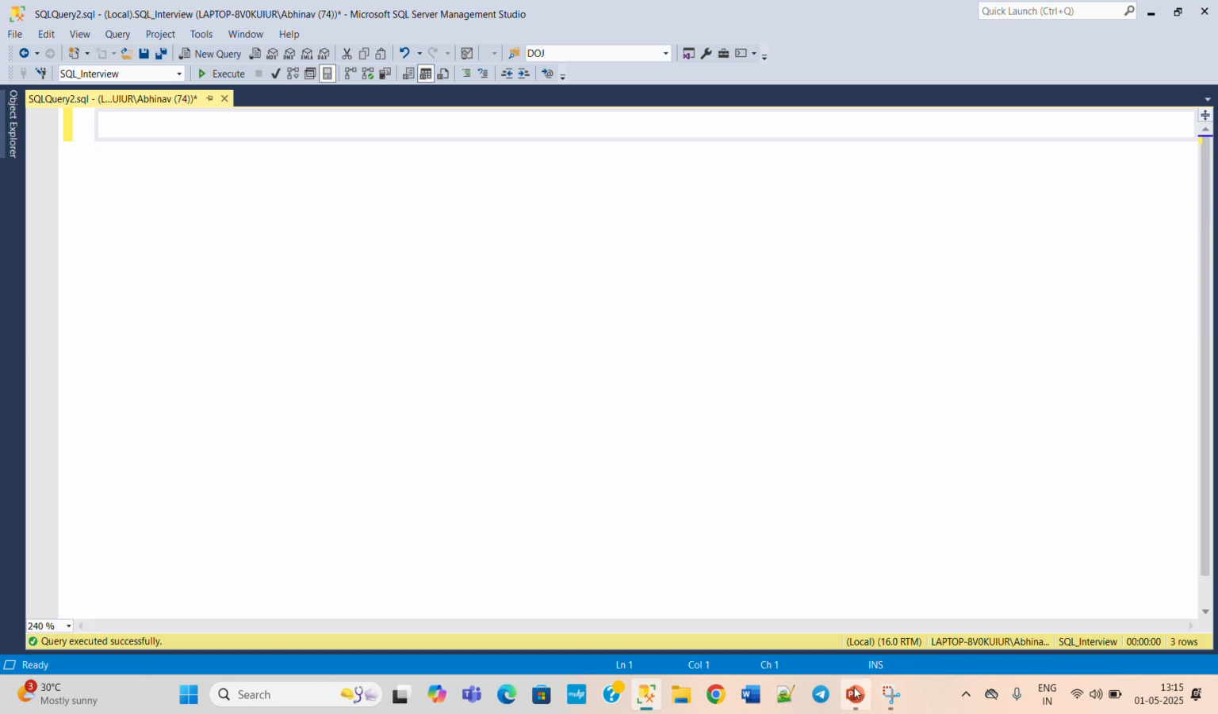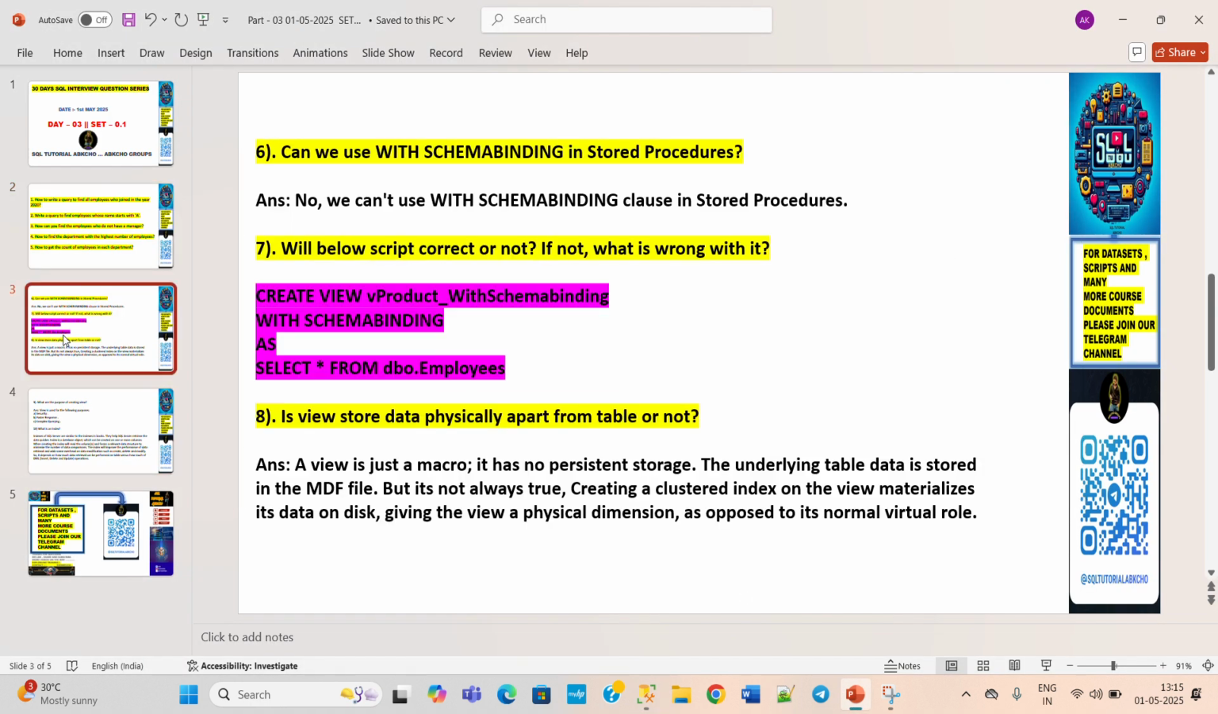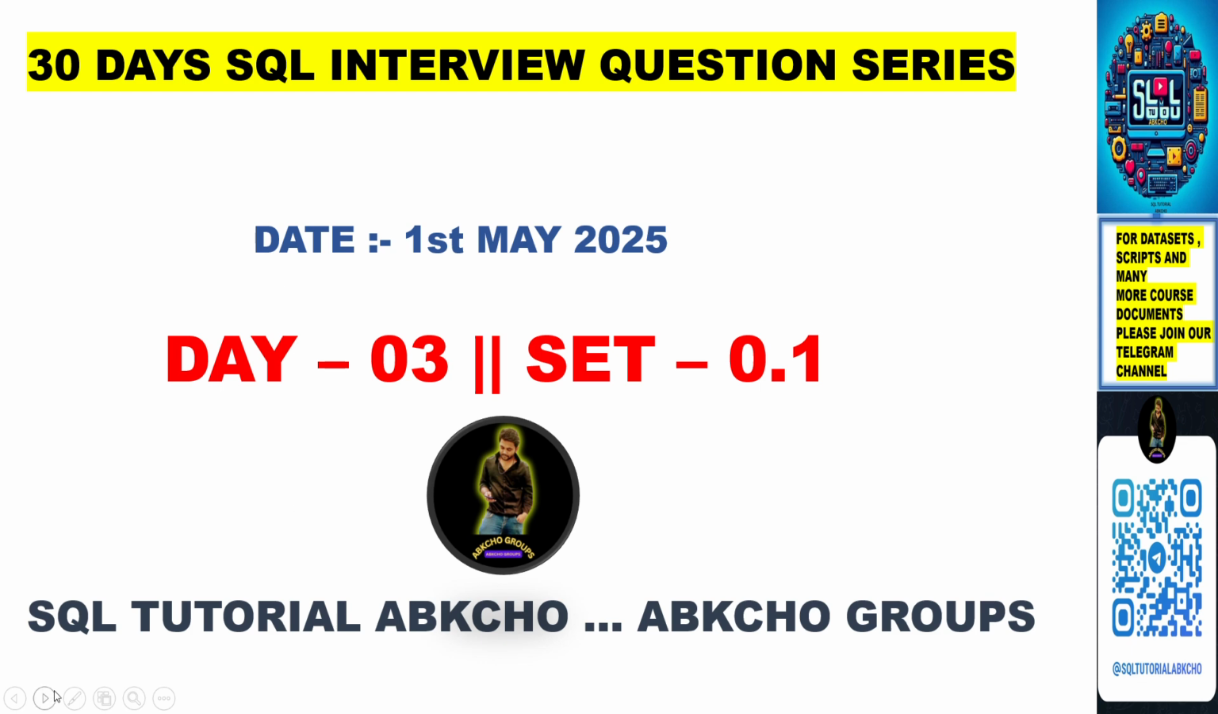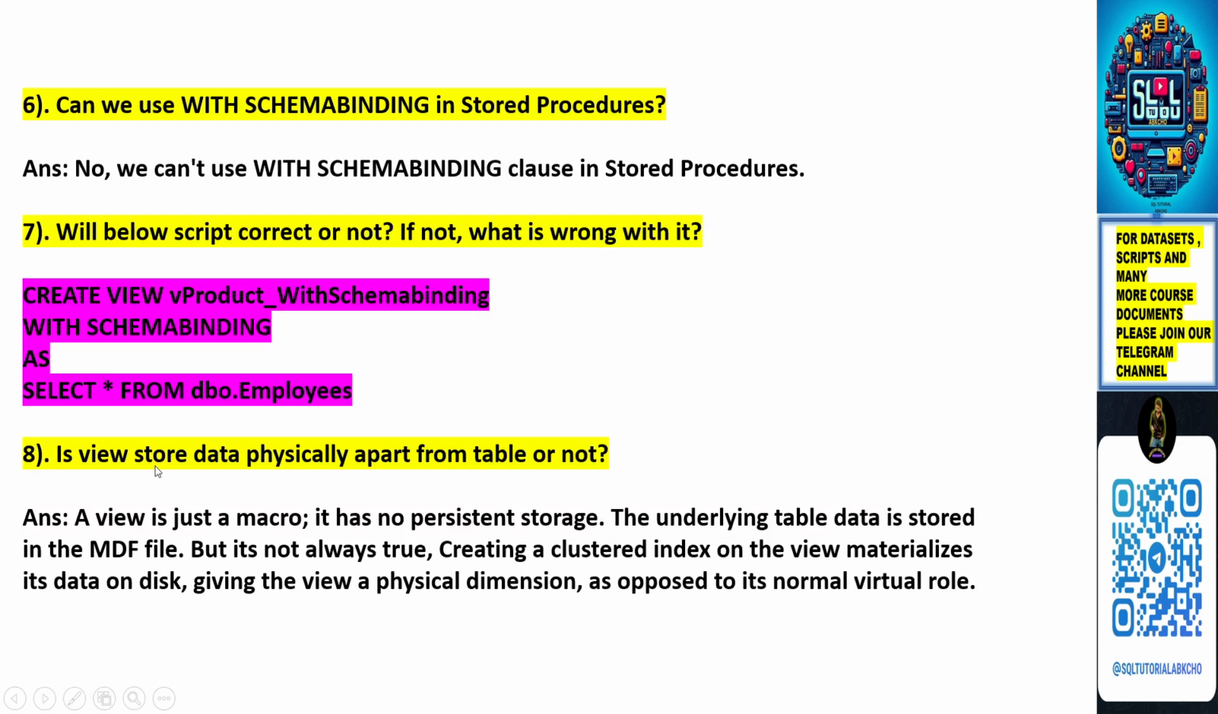Okay, so next we are going to start the theory-based questions. So we will increase our screen size. Now move on to the theoretical question. What is it asking? The sixth question: can we use with schema binding in stored procedures? The answer is no, we cannot use the with schema binding clause in a stored procedure.